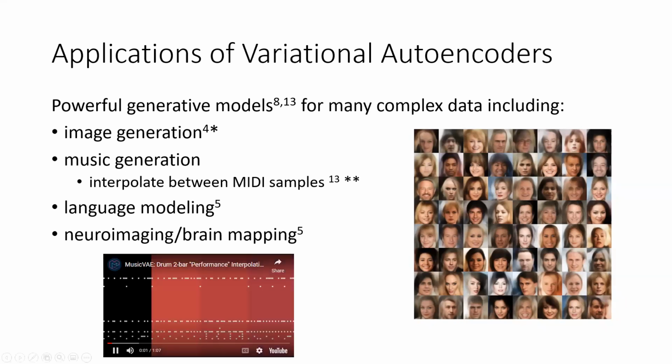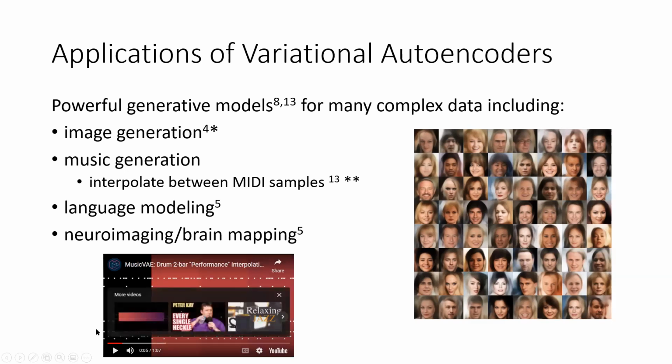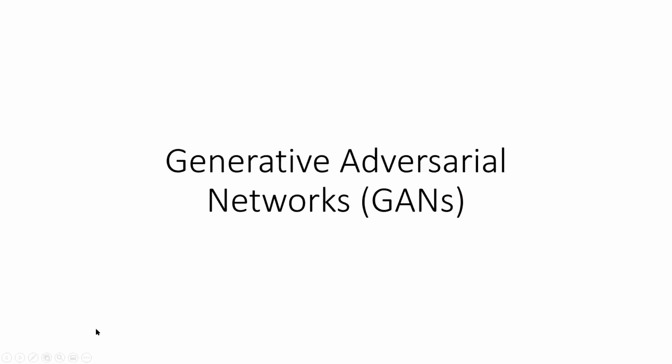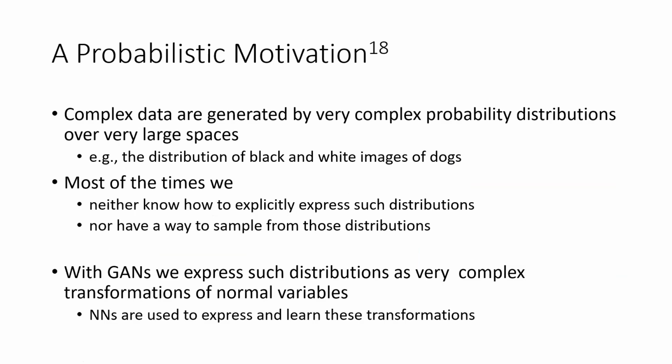So an example of, oh, I didn't know, I don't know if you could hear it. It has been created by generative autoencoders. Okay, so now we'll go to the last part, which is the GANs, the generative adversarial networks.